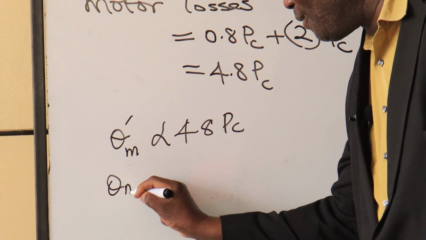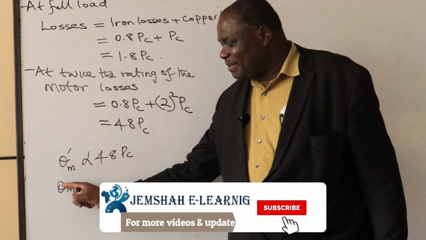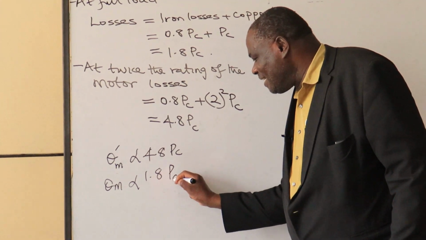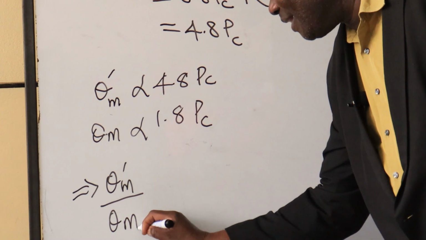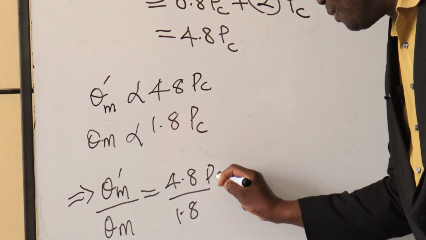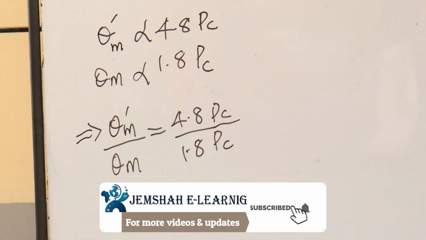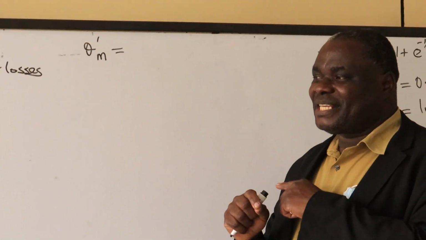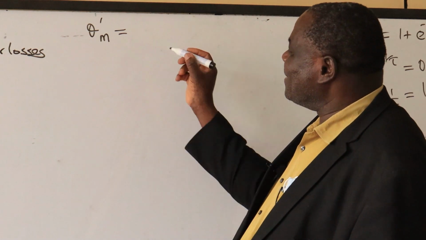Now theta m under full load analysis, when the motor is worked on its full load rating, is the maximum temperature rise. This one should be proportional to 1.8 PC. This implies theta m prime all over theta m is equal to 4.8 all over 1.8. The PC will cancel. So we can now say our theta m prime, what we need, will be equal to... Why are we going for it? So that we can evaluate the time required when that particular motor is worked on twice the rating of that particular motor. So this one will now be equal to what?